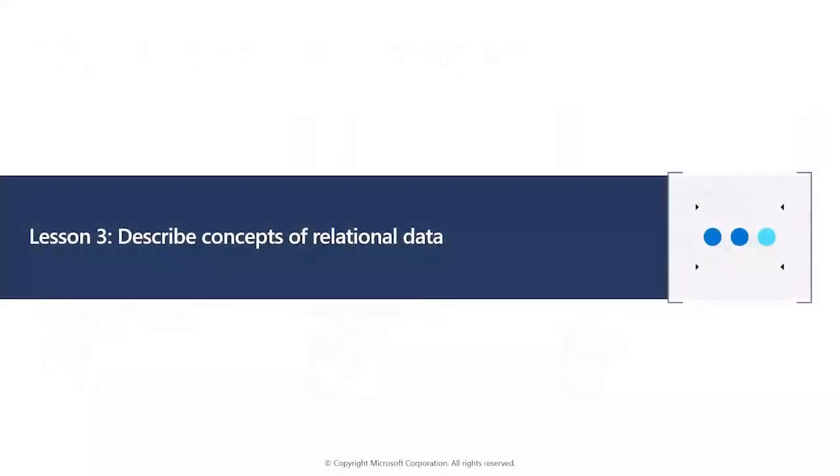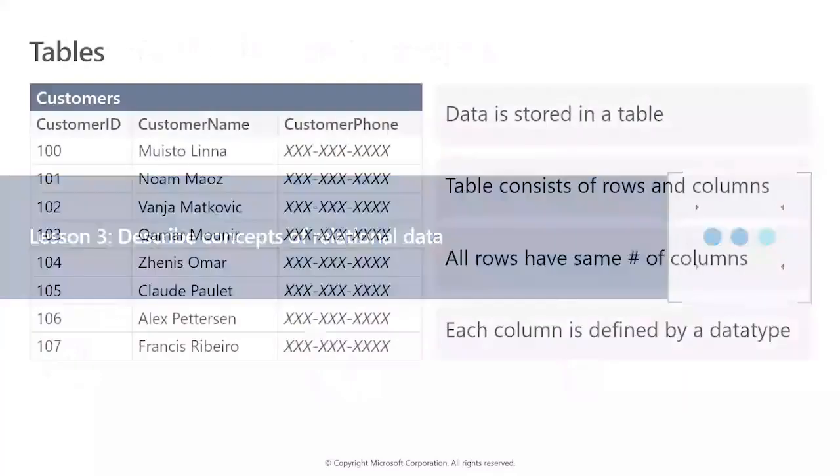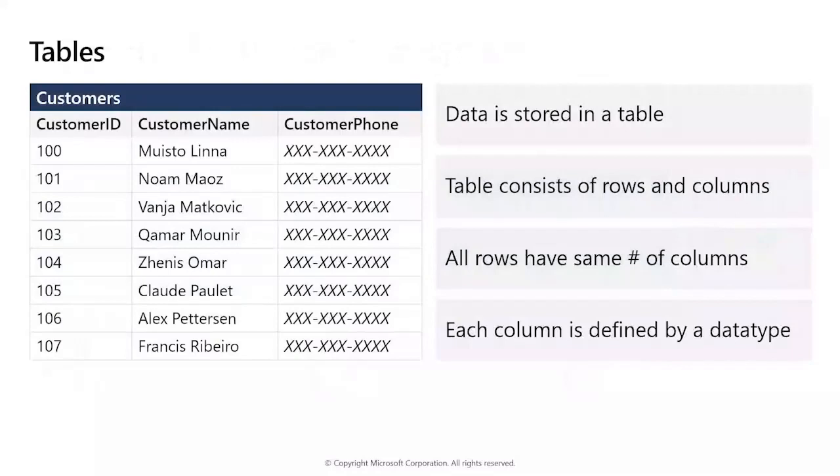Lesson 3, describe concepts of relational data. We'll start with tables. A table is where data is stored in relational databases. They consist of rows and columns, and all the rows have the same number of columns. Each column is defined by a data type. Now, one of the main benefits of a computer database is that it makes it easy to store information so that it's quick and easy to find.